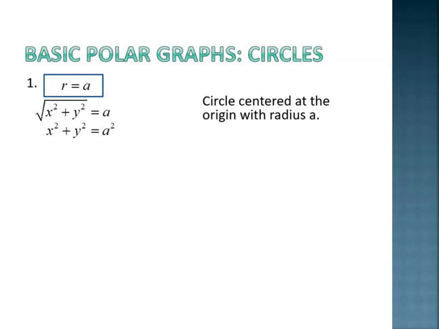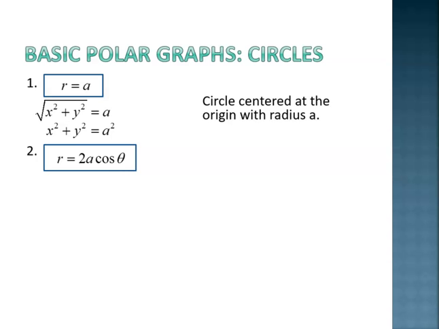All right, we have 3 other basic polar graphs of circles. We're going to go over 2 and 3, and then number 4 is really just a combination of 2 and 3. Okay, so number 2: take that very basic circle centered at the origin, but say we wanted it to be centered somewhere along the x-axis, with some center a comma 0. Well, in that case, this is the equation, r equals 2a cosine theta.